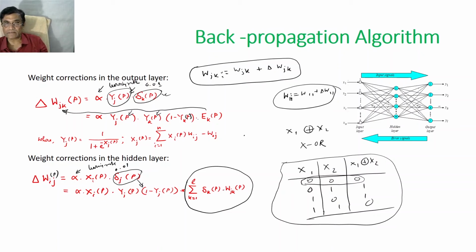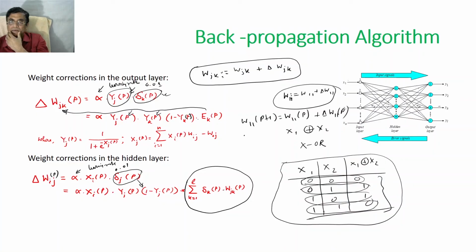Okay. So this is one iteration. Then again, I will use this iteration, and this iteration. These will constitute one epoch. And then again I will go back to the next epoch. So that is the meaning of epoch, right? So W11 at P plus 1 equals W11 in a particular epoch P plus delta W in this particular epoch P. So in this way, I need to run the algorithm, right? Okay.